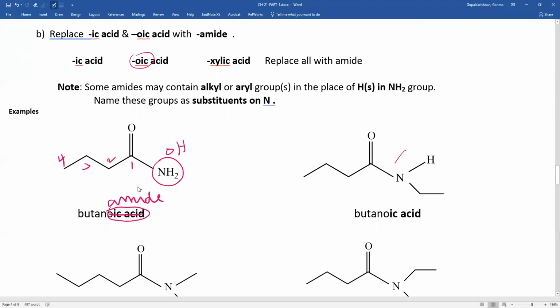Same thing, imagine in the place of NH2, OH. You have the same butanoic acid, and replace OIC acid with amide, butanamide. You see OIC acid. If you have a common name, you actually replace IC acid. But this has an ethyl group on the nitrogen. So you have to indicate it as a substituent on the nitrogen. It is N-ethyl butanamide.